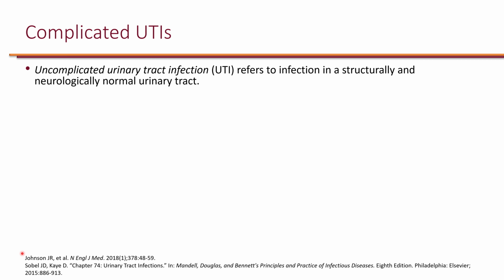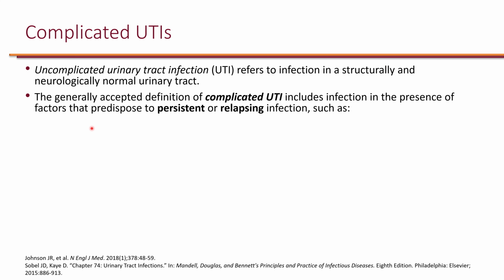Now let's distinguish between uncomplicated and complicated UTIs. Uncomplicated urinary tract infection refers to infection in a structurally and neurologically normal urinary tract. And the reason this is important is because when there is normal anatomy and physiology, the urinary tract gets cleared much easier than when there are anatomic abnormalities.